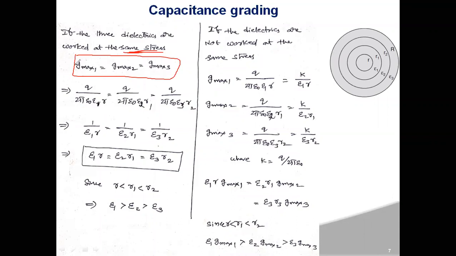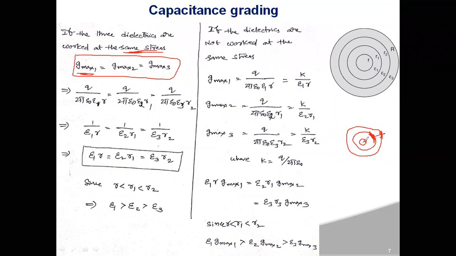So what is G max 1? If you consider the conductor in the first layer, the potential gradient on the surface of the conductor will be the maximum value. So that is G max 1. If you consider the second layer, then the maximum stress will be on the inner surface of this layer. Okay, so now if you consider this second layer, the maximum will be here and the minimum will be here. So G max 2 will be Q by 2 pi epsilon naught epsilon r, sorry, epsilon 2 into r1.